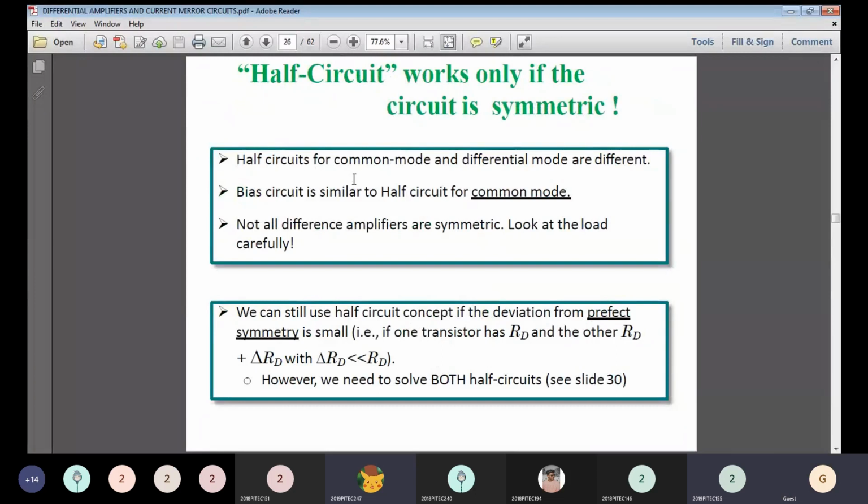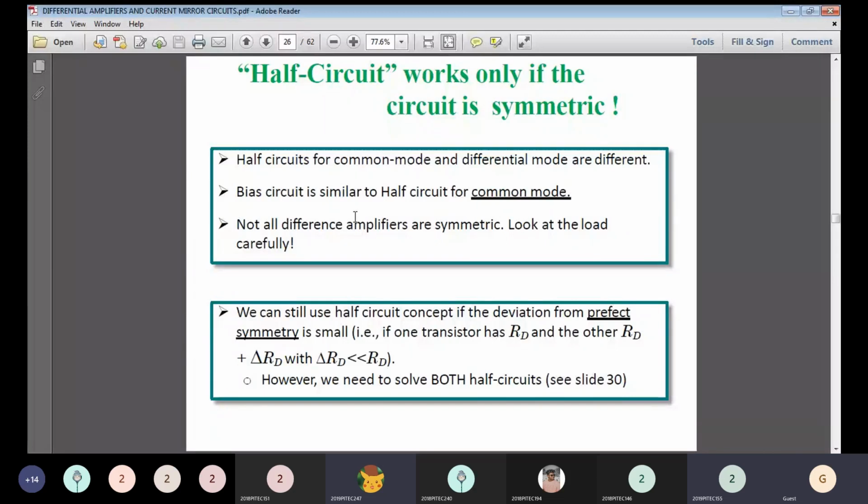You may have this doubt: in everyone's mind, definitely this question will arise, that the half circuit works only if the circuit is symmetric. Half circuits for common mode and differential mode are different. Okay, the bias circuit is similar to the half circuit for a common mode.